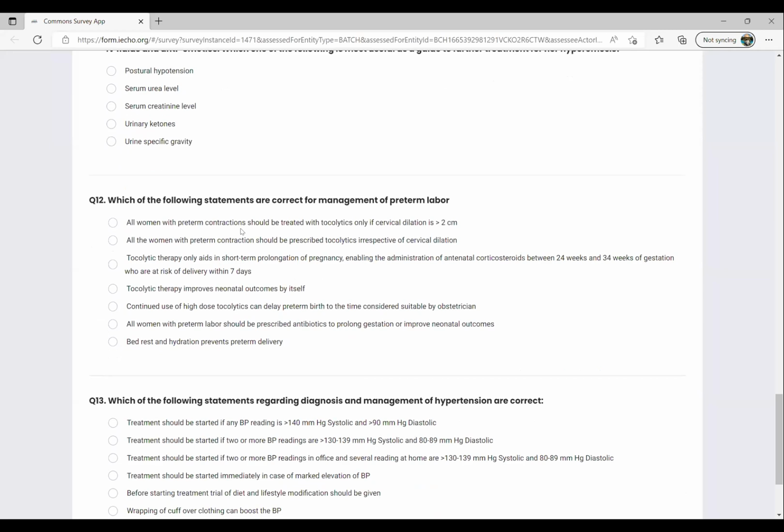Then, which of the following statements are correct for management of preterm labor? As you know, in preterm labor, tocolytic therapy is used, and there is a criterion. You can use it only if the cervical dilatation is more than 2, and it is used as a short-term prolongation intervention in pregnancy, especially when you want fetal lung maturity. You want to gain some time for transportation of this woman, or for administration of corticosteroid for lung maturity. Otherwise, for long term, it has no role.